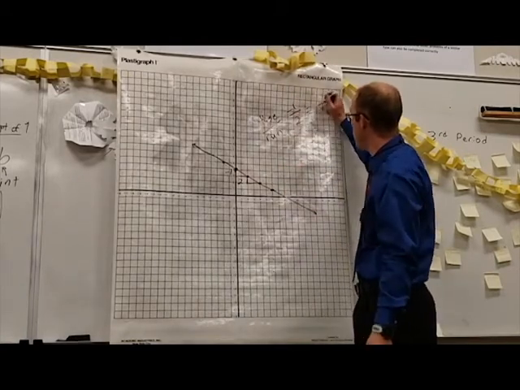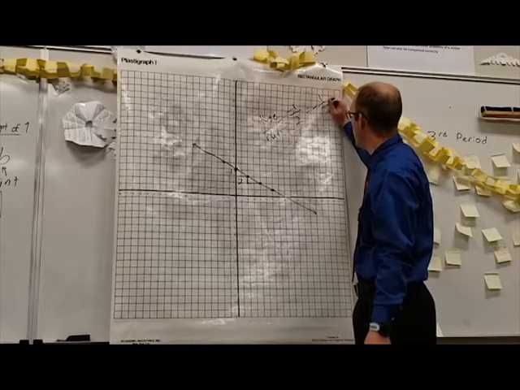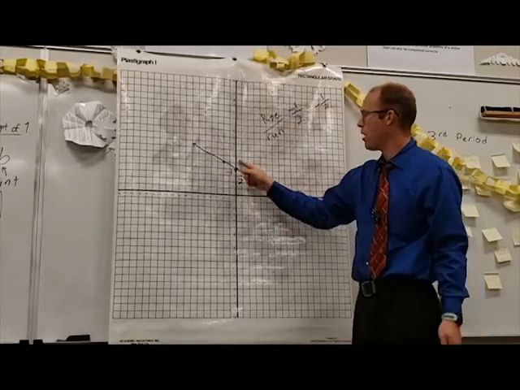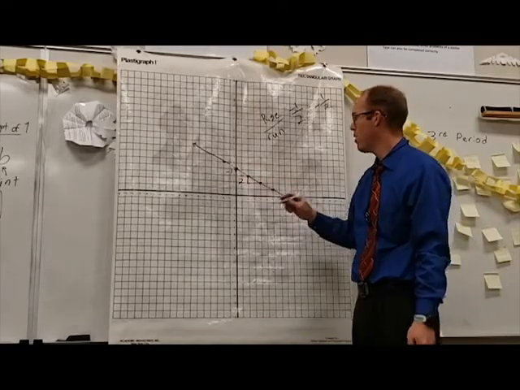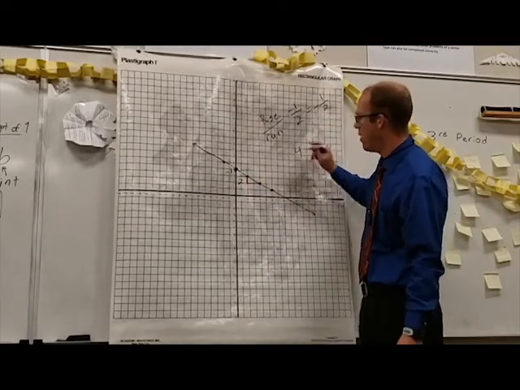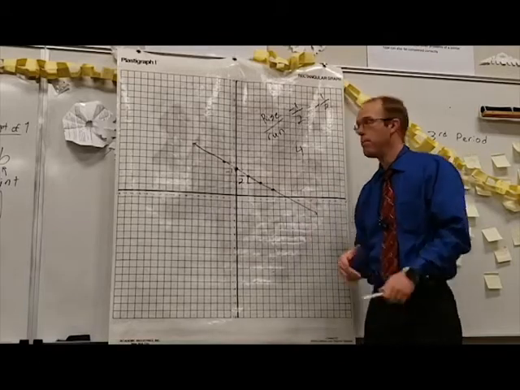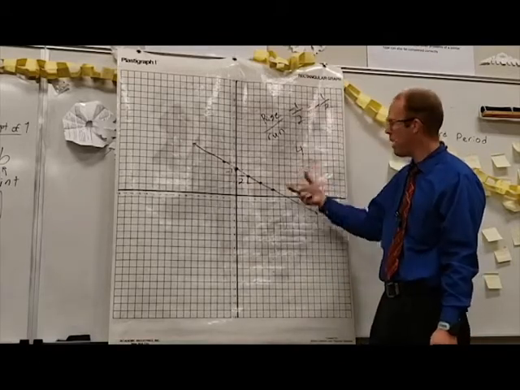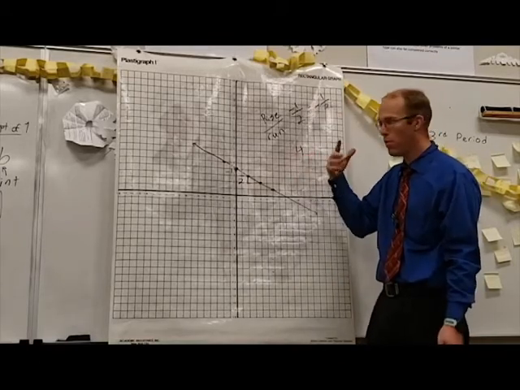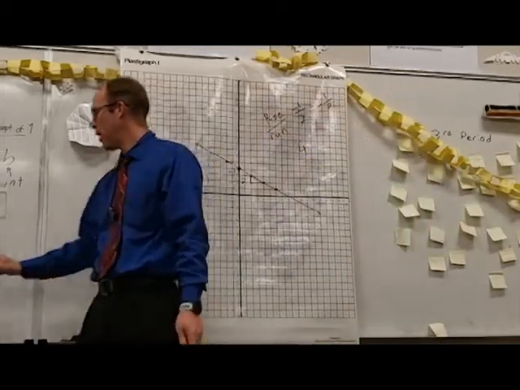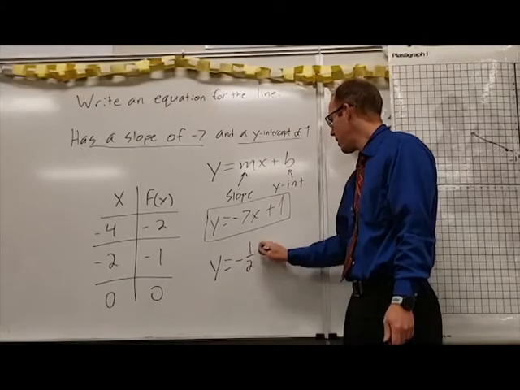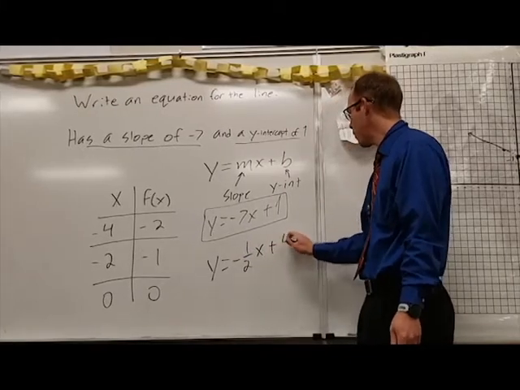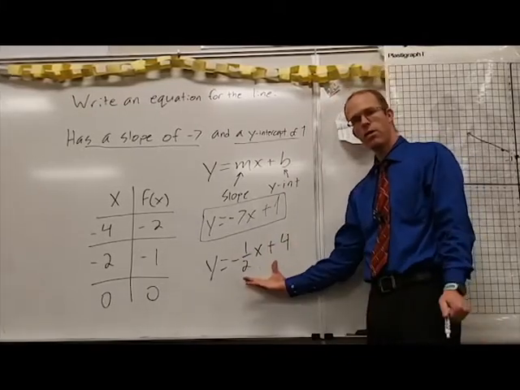That gives us a slope of -1/2. Our y-intercept is right here. We can see it crossing the y-axis at a value of 4. So our y-intercept is 4, and now we can put those two values in. For m, we're going to put -1/2. For b, we're going to put 4, and then we'll be done. So we have y equals -1/2 x plus 4. And that's the end of our equation for that one.